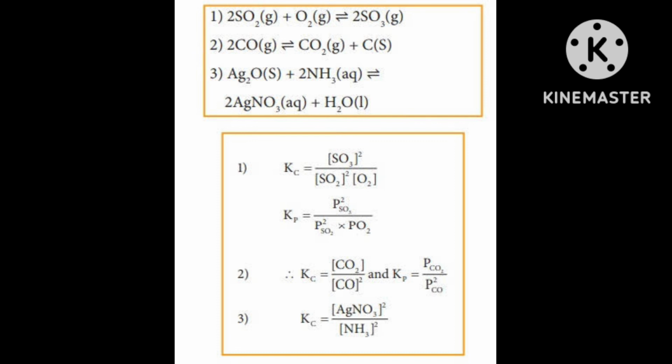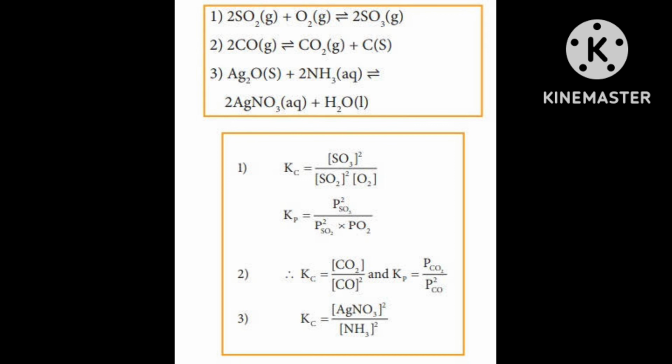And now you put the value of molar concentration of all. For CO2, X. For H2, again X. Then X into X divided by 1.1 minus X into 0.1 minus X, means 2 times. You can write 0.1 minus X square also.